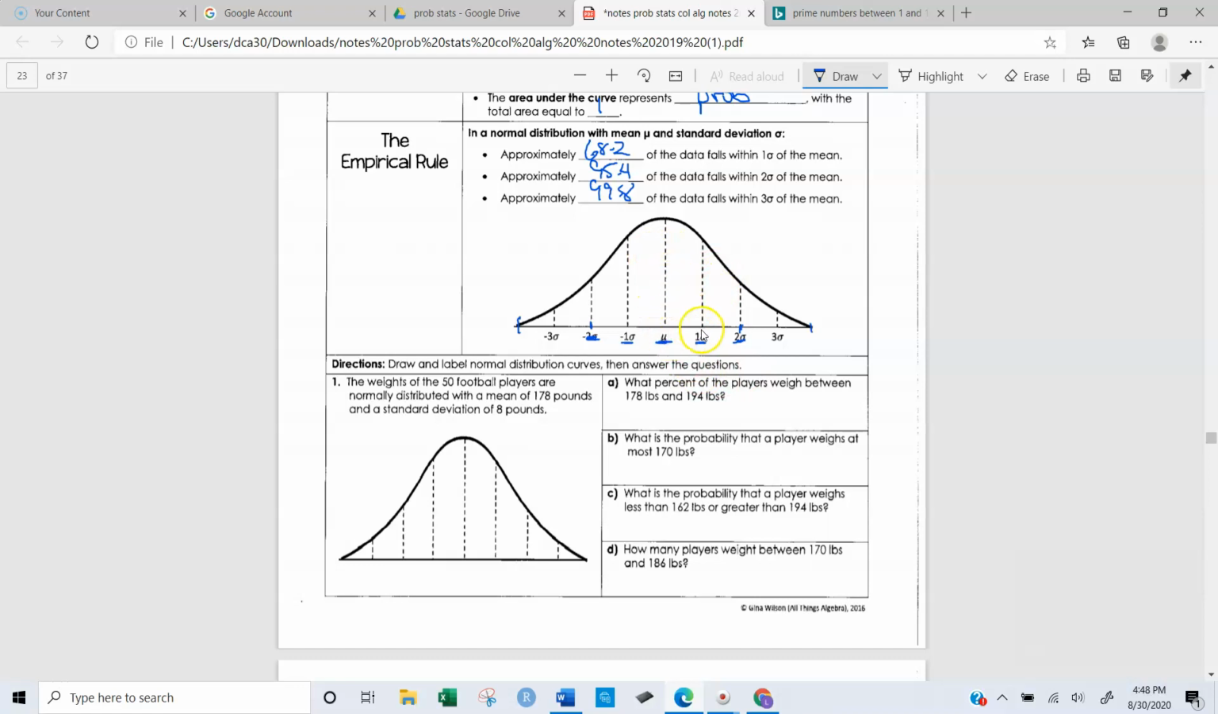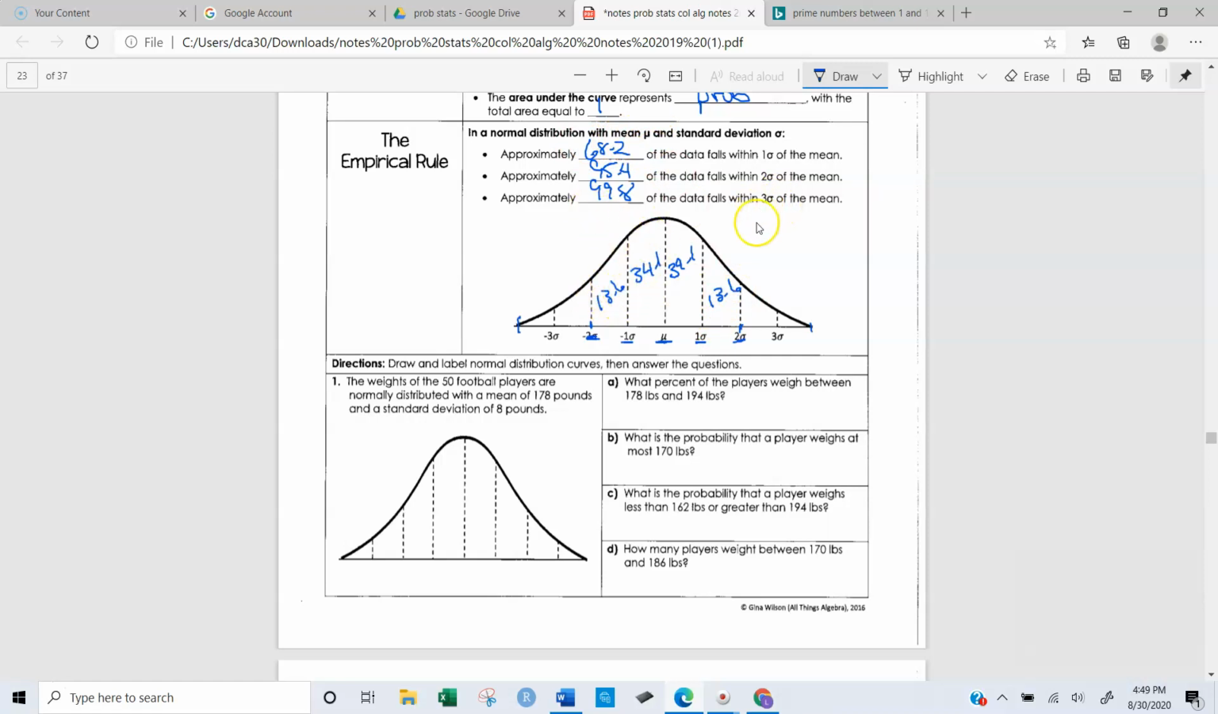So between mu and 1 standard deviation, you take 68.2 divided by 2, and you get 34.1. So 34.1 on both sides. That will always be 34.1. You are going to want to remember that. You have 13.6 left here. So if I take 95.4 minus 68.2 and divide it by 2, I get 13.6.